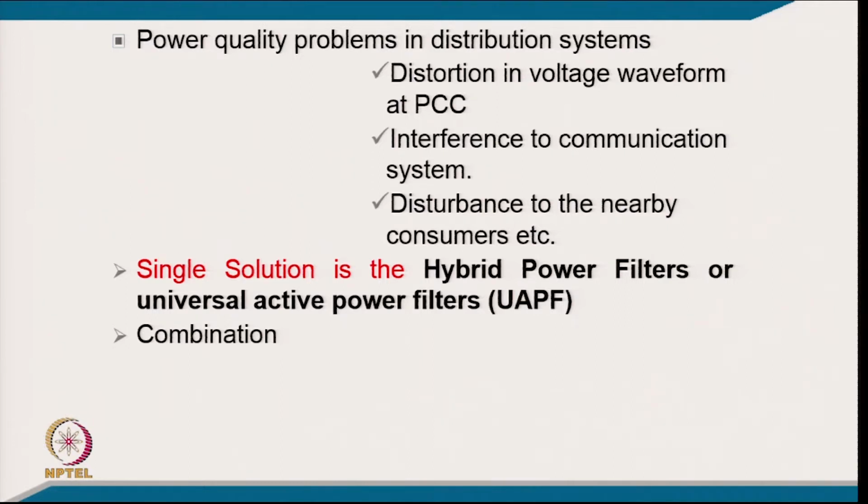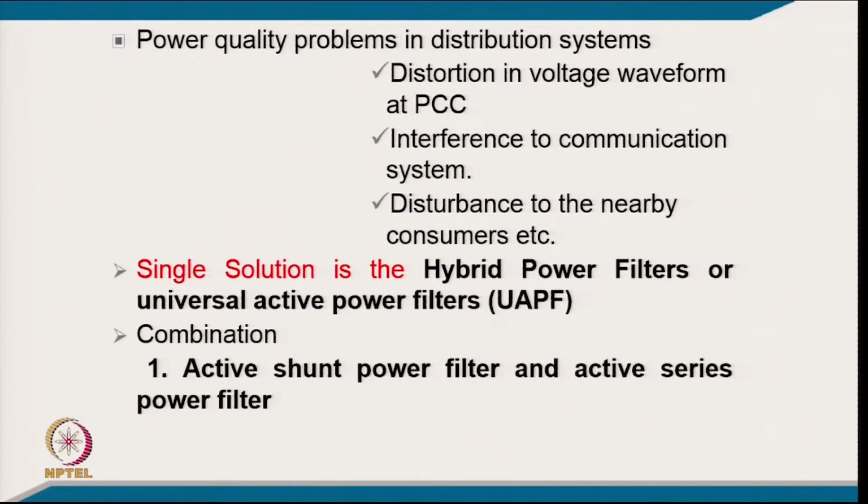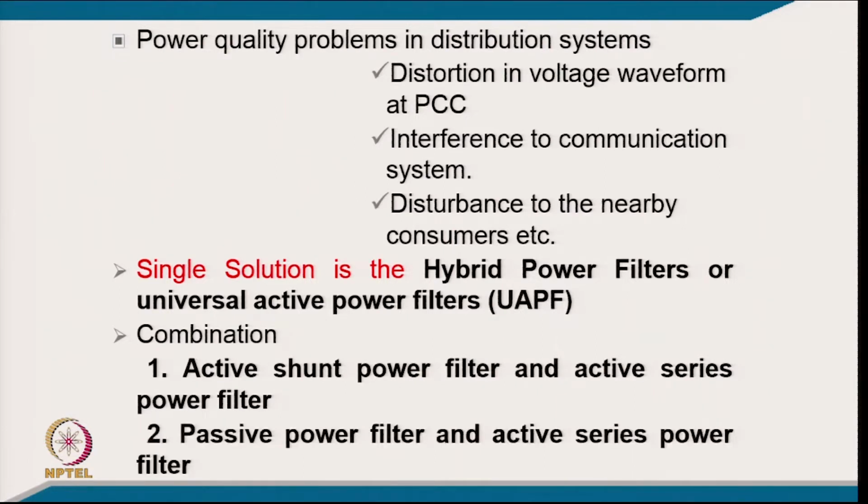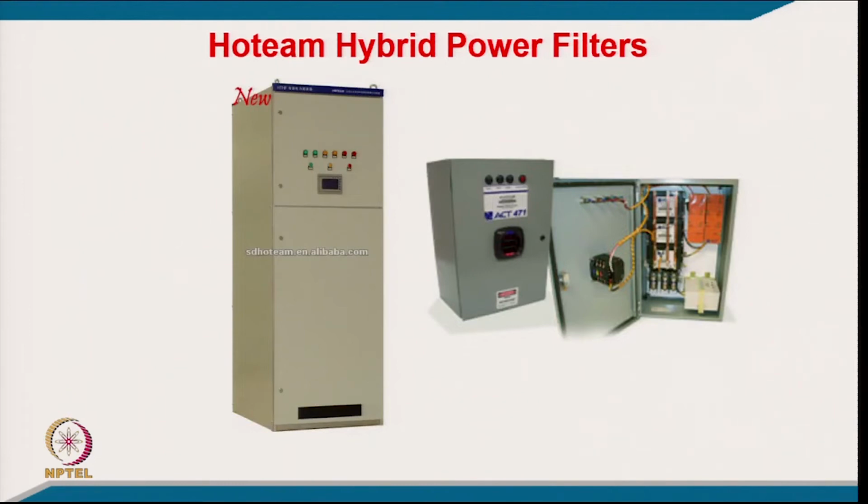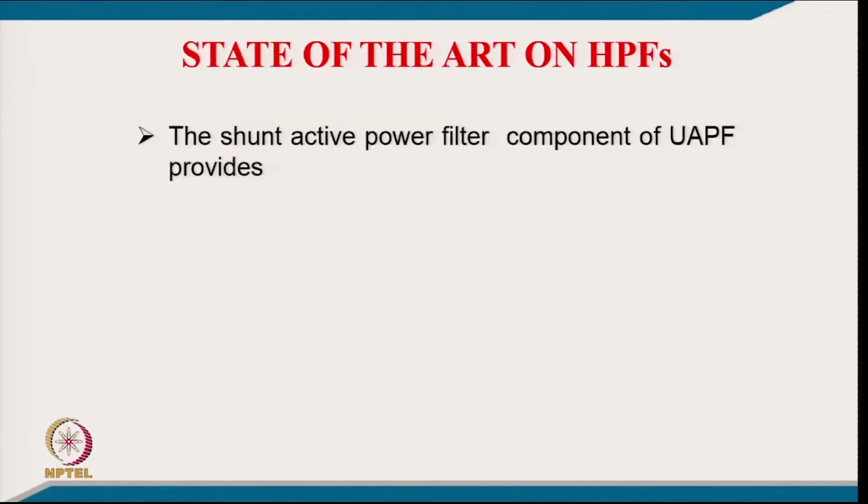The single solution to these problems is the hybrid power filter, or we call it a universal active power filter. It is a combination of active shunt power filter and active series filter, and sometimes we use the passive power filter along with a small rating active series filter. These are typical photographs from the industry, of a hybrid power filter they are manufacturing.